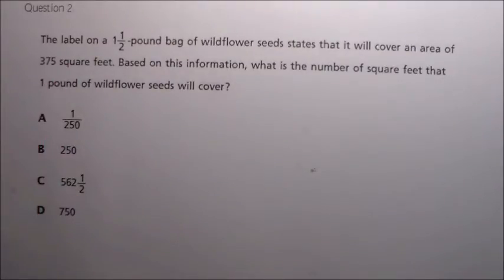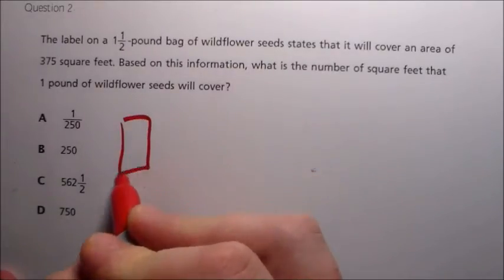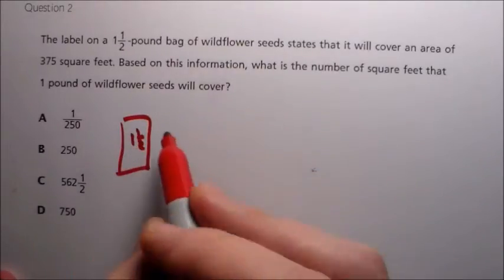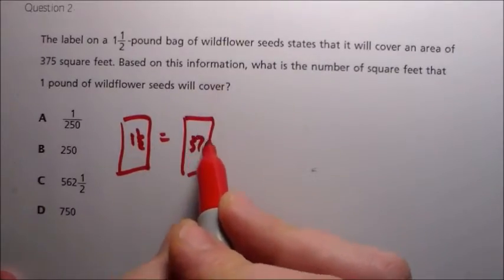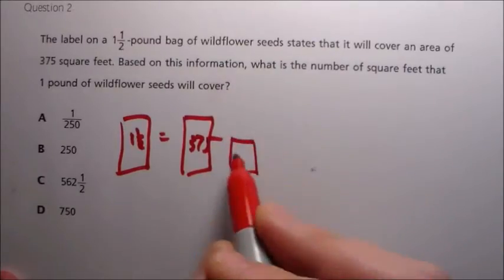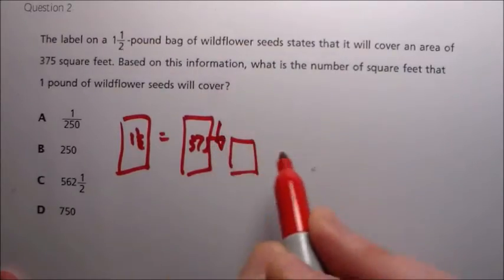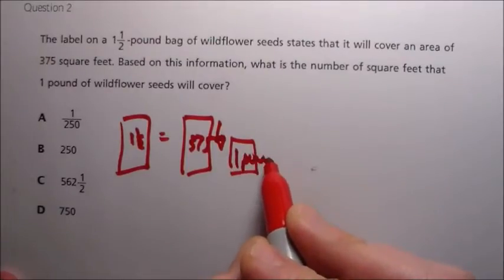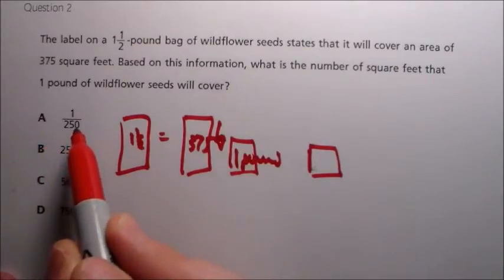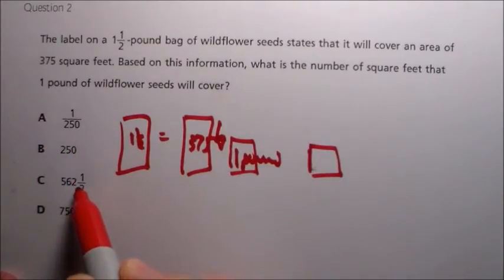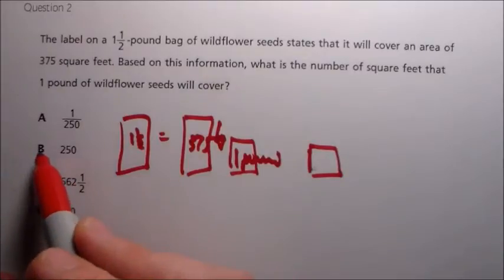Right off the bat, you know your answer, and that's because you can use estimation. We're going to go through this problem to make sure we know how to do it precisely. But if you have 1.5 pounds, and that equals 375, you know that 1 pound is going to equal a little less than 375, right? This is a huge amount less, this is a little less, this is more, and this is way more. So you know your answer is going to be B.